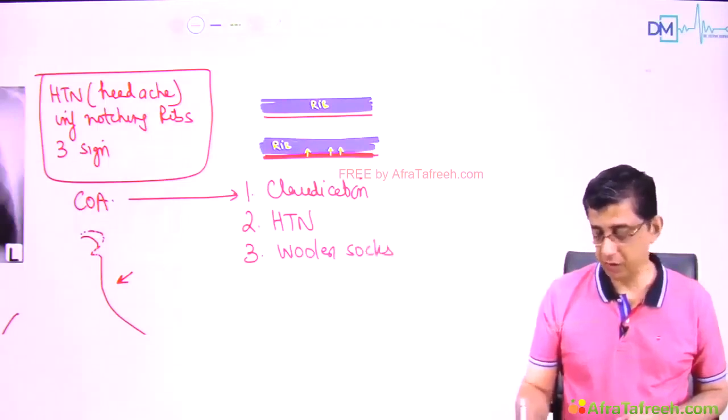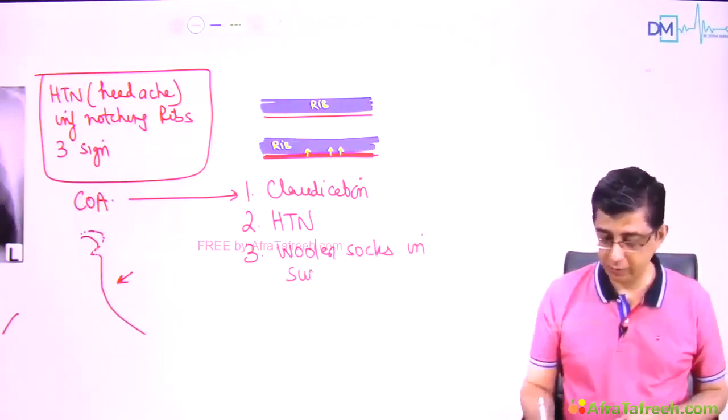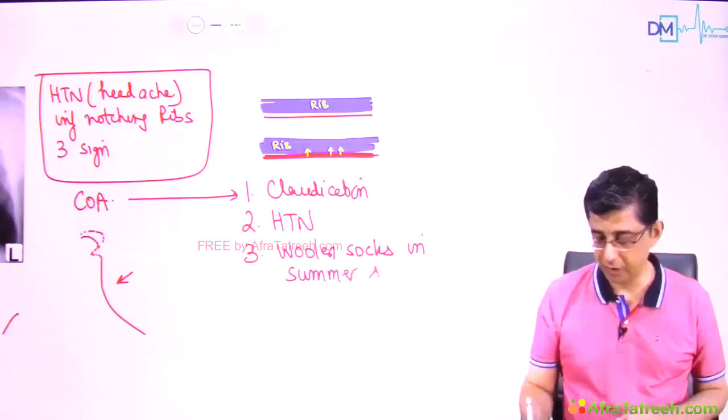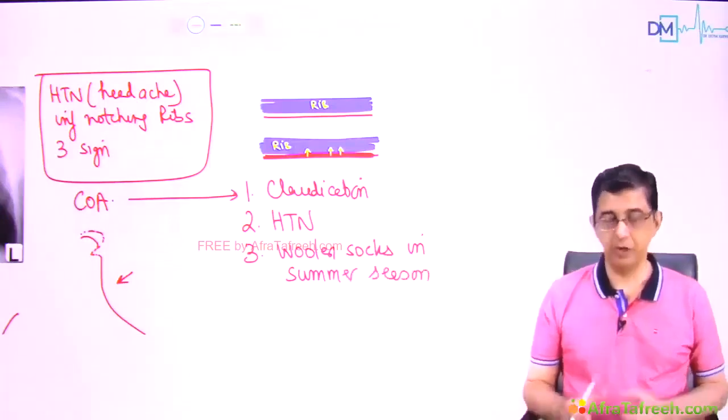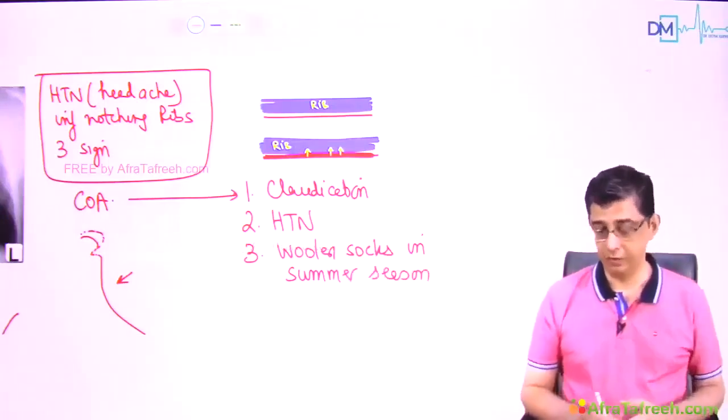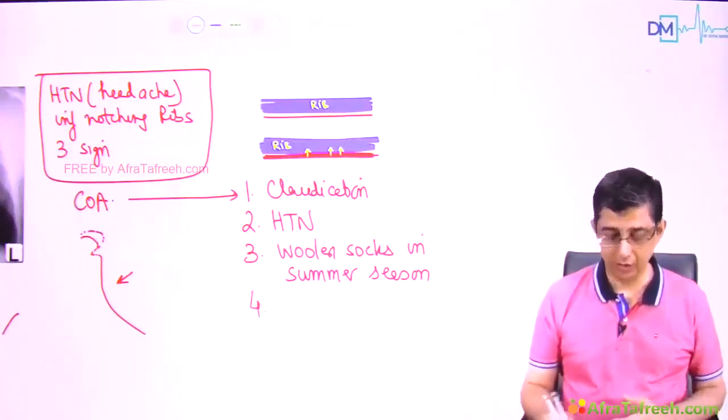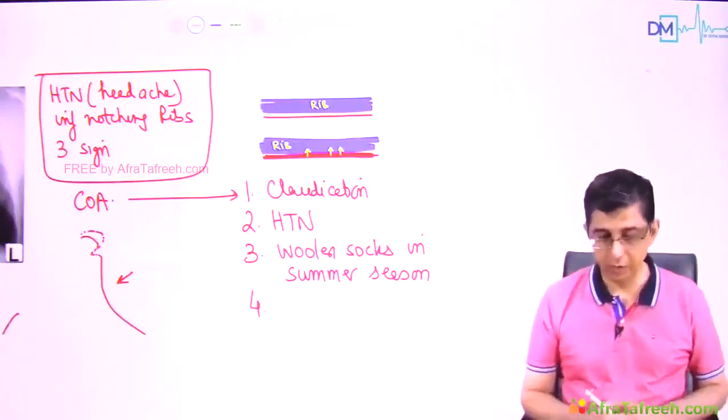The person says, "My family members make fun of me because I wear woolen socks in summer." Why? Because the blood supply to the toes is very low, so the toes are icy cold in a hot Indian summer, and the person is wearing woolen socks.